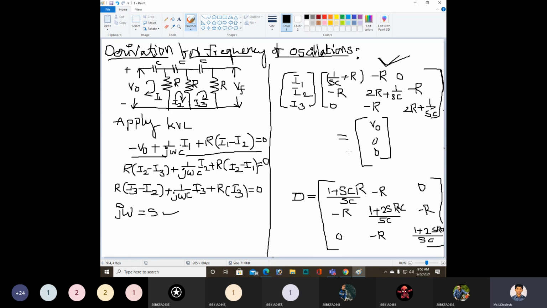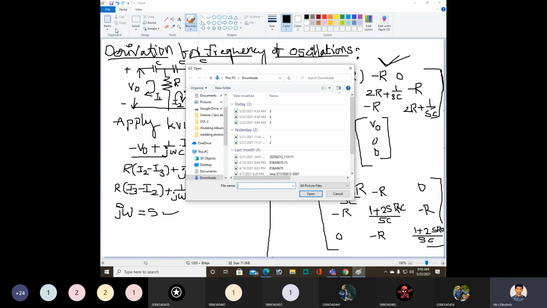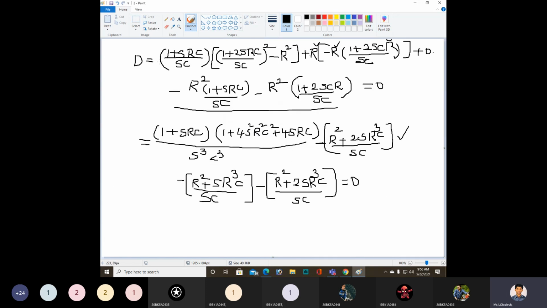D is equal to, here we have this. You take this equation. D equals, you need to write the equation: 1 plus SRC by SC into (1 plus 2 SRC by SC) whole square minus R square, plus R into minus R (1 plus 2 SRC by SC) plus 0. Then the third term: minus R square (1 plus SRC by SC) minus R square (1 plus 2 SRC by SC) is equal to 0.